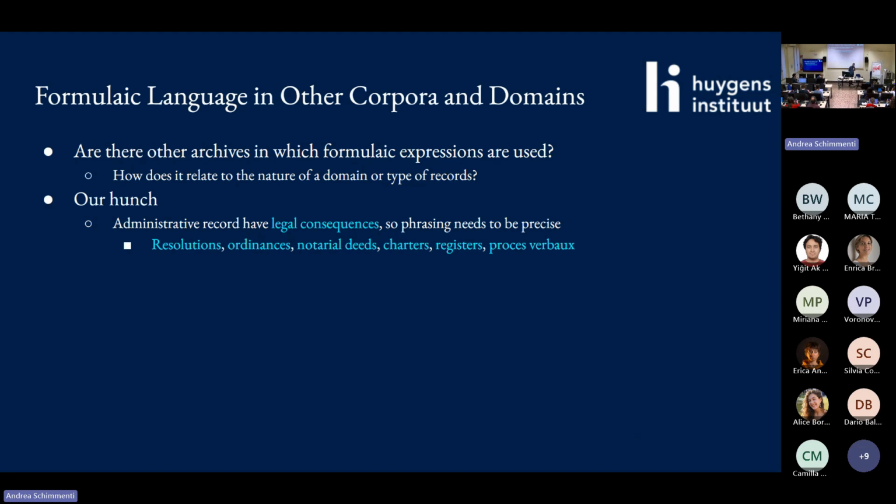So this started us on this path of, okay, formulaic language, interesting phenomenon. Does it appear in other places as well? Can we find this in corpora and do other information extraction tasks related to this? And if so, where would we expect to find it? Our hunch was there's probably something to do with administrative records. If you think about resolutions, ordinances, notarial deeds, these documents have legal consequences, so it really matters what is in them and how they are written, how they are formulated.